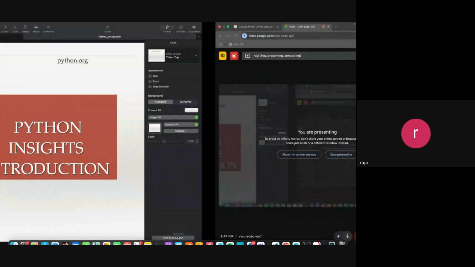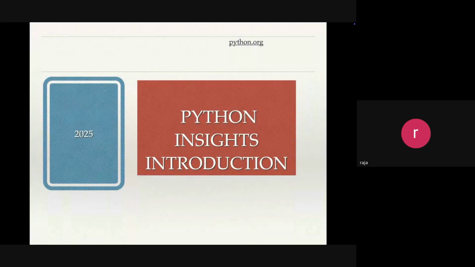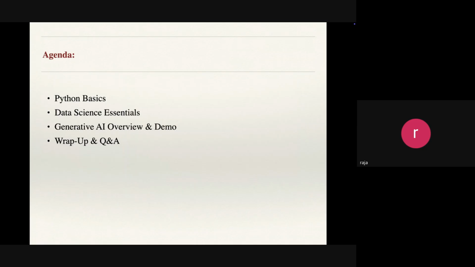Thanks for the confirmation. So basically, I don't want to go through too many slides. You can also download the slides from anywhere on the internet. That's not important. I'm going to deliver the right information. That's the aim of these slides. So today's agenda is Python basics, which means understanding Python programming based on the skills, and second is data science essentials, and then generative AI overview and a small demo if you want to see. And we'll wrap up with questions and answers.